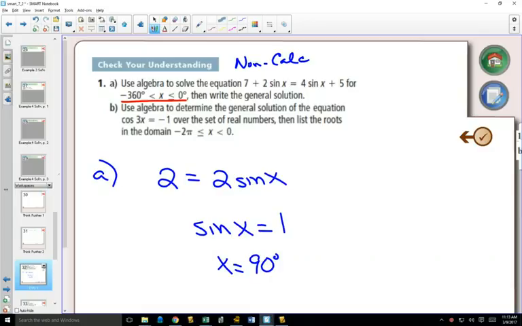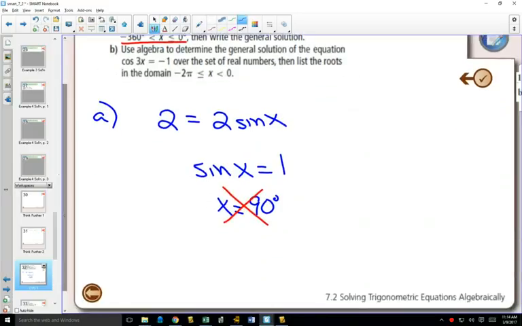So that's like imagining your pie plate but going in the negative direction rather than in the positive direction. So if I was going in the negative direction, this one is outside of my domain, but what would be my angle that's coterminal, ends in the same place as 90 degrees, but in the negative direction? Negative 270 degrees.